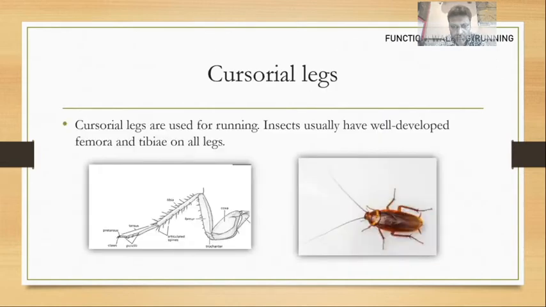Now, let's talk about different types of insect legs and their functions. The first type I'm going to talk about is the cursorial legs. Cursorial means adaptation to running or walking very fast. Cursorial legs are seen in insects like cockroaches. Cockroaches have wings, they can fly, but their main mode of locomotion is walking very fast. So their legs are suited for walking.